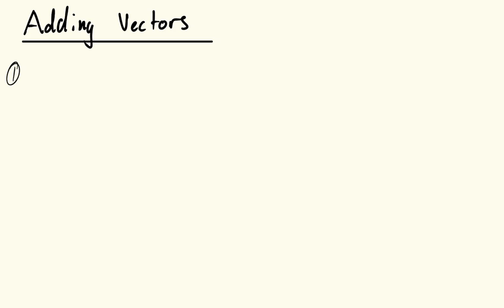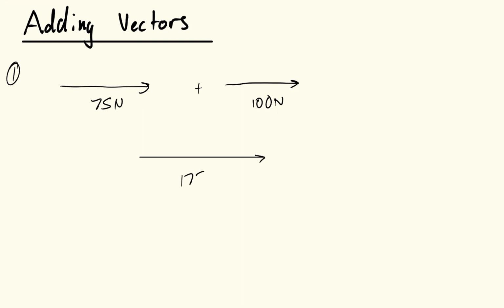So say you have a vector going 75 newtons to the right or east, and then you add 100 newtons to the right or east. The resultant vector will be 175 newtons east, simply because we add the two vectors since they're going in the same direction. Now let's try the next problem.